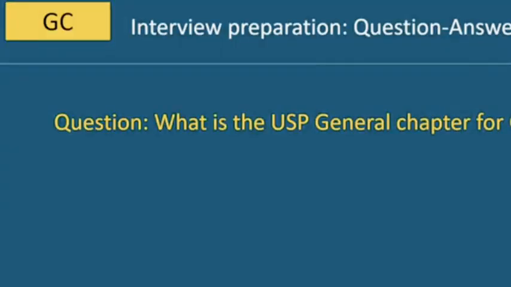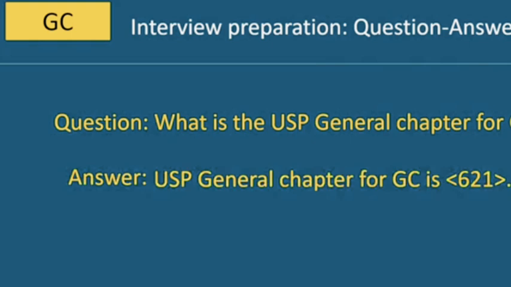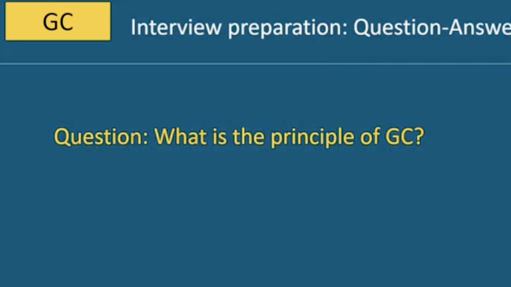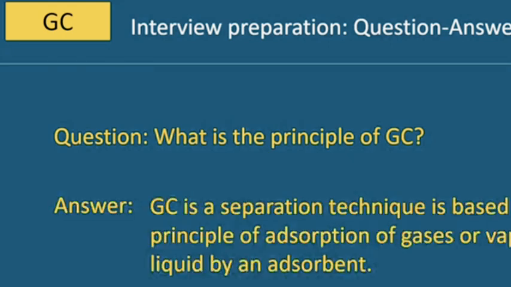First question. What is the USP General chapter for gas chromatography? USP General chapter for gas chromatography is 621. Next question. What is the principle of GC? So gas chromatography is a separation technique based on the principle of adsorption of gases or vapors of a liquid by an adsorbent.